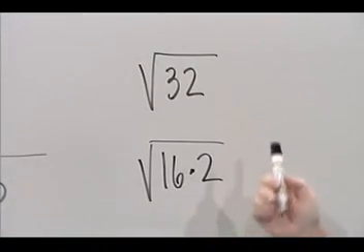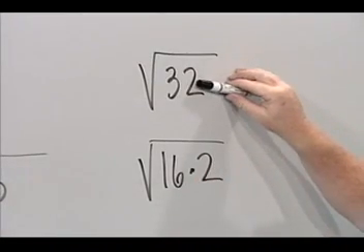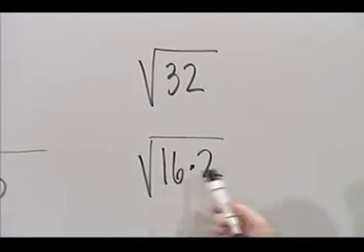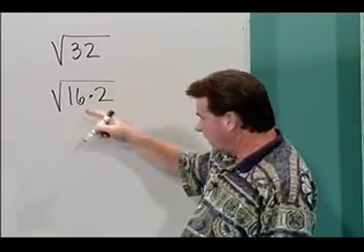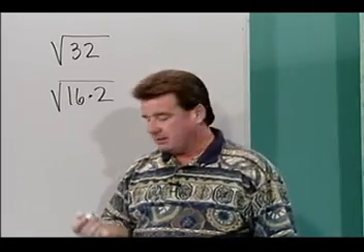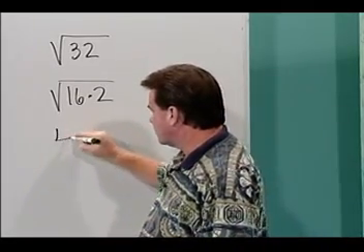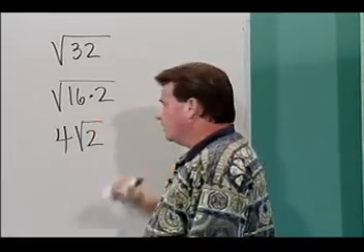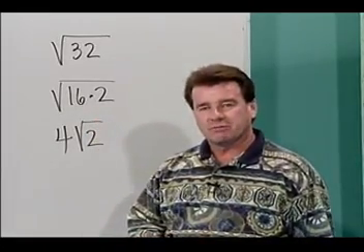Now again, when I don't know the square root, I rewrite the radicand as a product, as a multiplication problem, of a perfect square and some other number. Now, do you know the square root of 16? And you're saying, yes, you do. That's 4. So I take the 4 out, and I'm left with 2. So that's 4 square roots of 2.